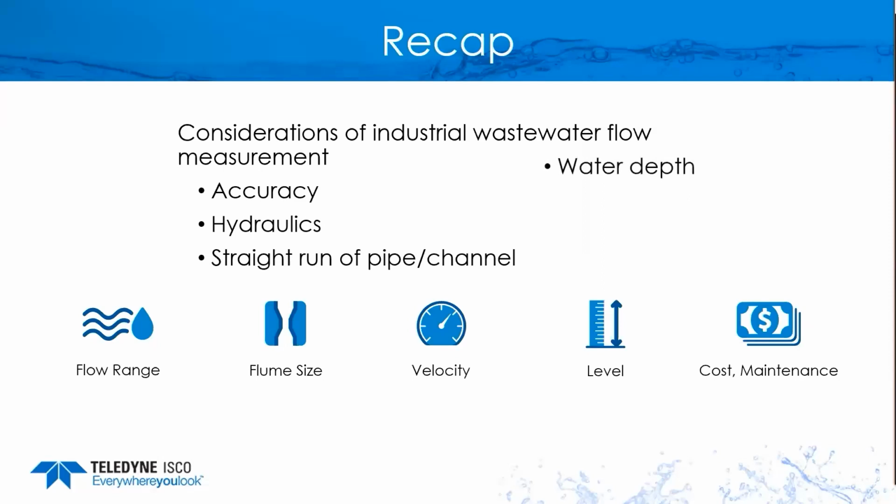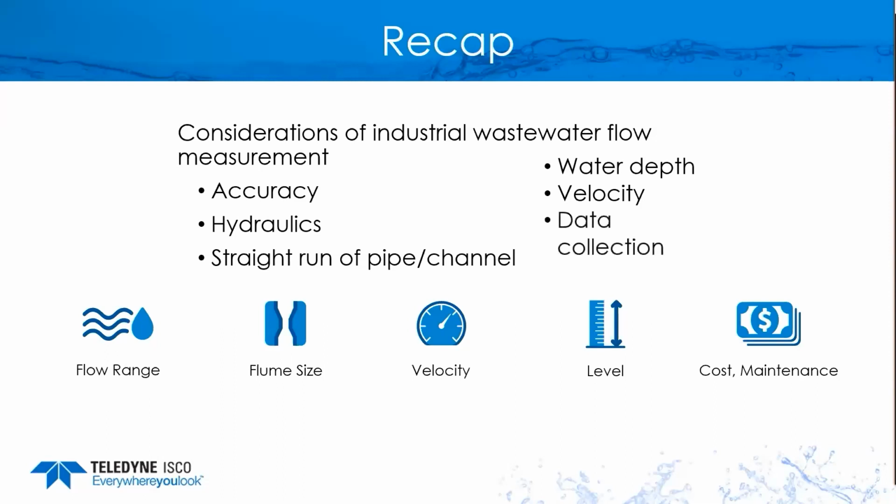The water depth is going to be a consideration as to what flume you're going to use, or type of area velocity sensor. And the velocity, as we saw in several pictures, depending on the velocity is also going to determine what flow metering device you're going to use. If the velocity is too high, you might not be able to use a flume. If it's also too high, you might not be able to use a wetted sensor, so you may have to go with a non-contact.